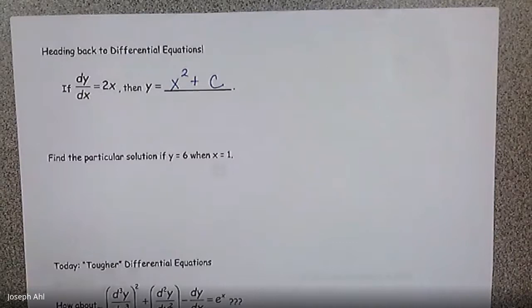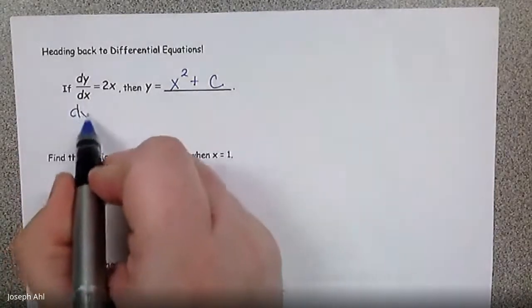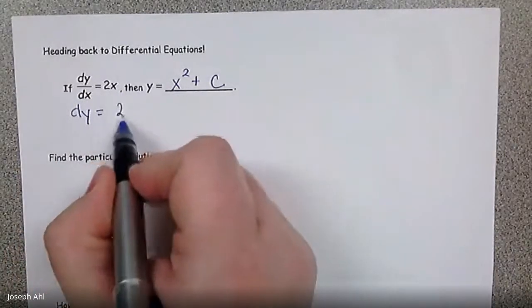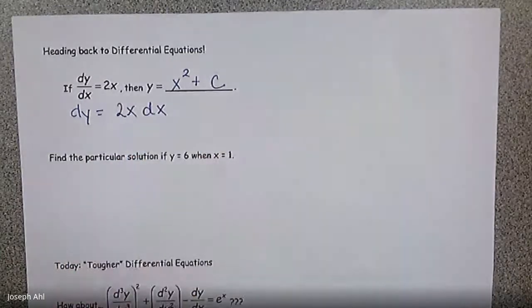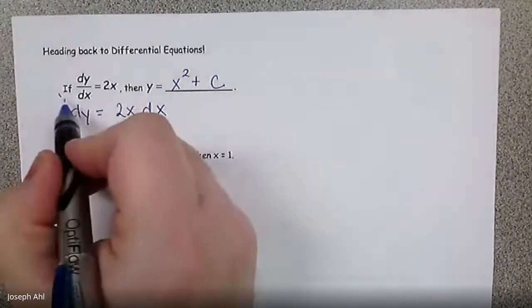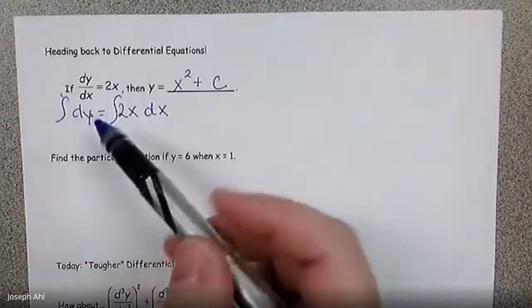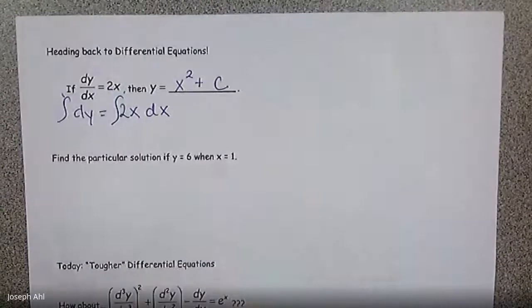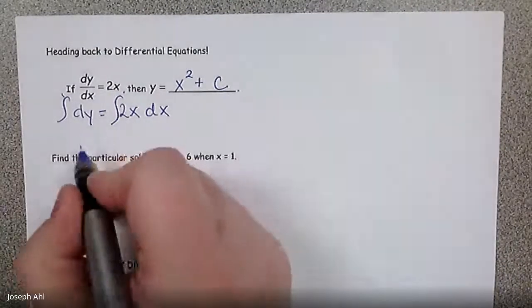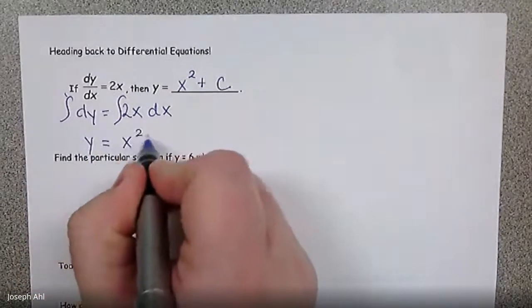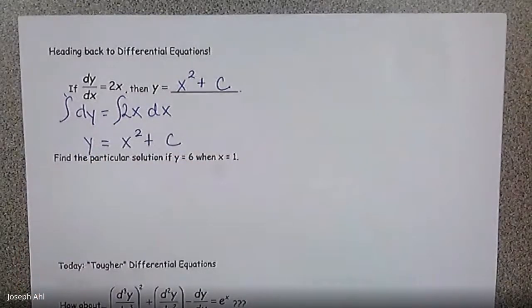And sort of just as another way to think of that, you can swing the dx over to this side, write it as dy equals 2x dx, and then write this as an integral. So this is a good algebraic technique to have to separate the variables and then take the antiderivative of both sides. So this would also, hopefully clearly, become y equals x squared plus some constant c.